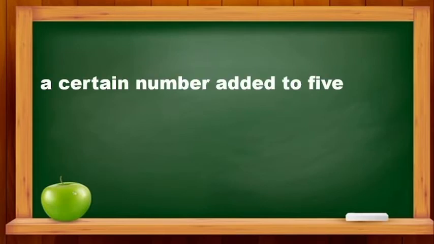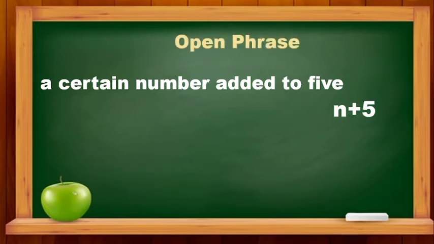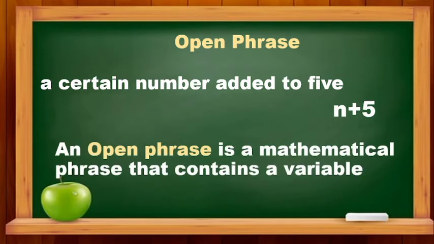So let us proceed. A certain number added to 5 is translated to n plus 5. Or you can use any letter of the alphabet since the word phrase did not specify the letter. And this is an example of an open phrase. So what is an open phrase? An open phrase is a mathematical phrase that contains a variable.